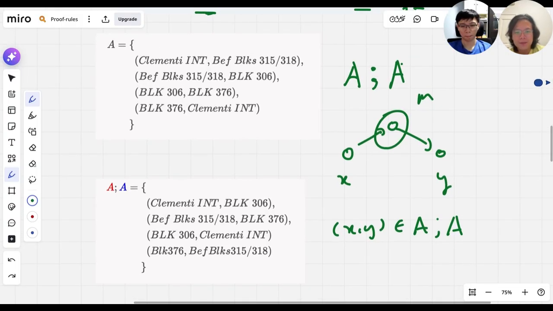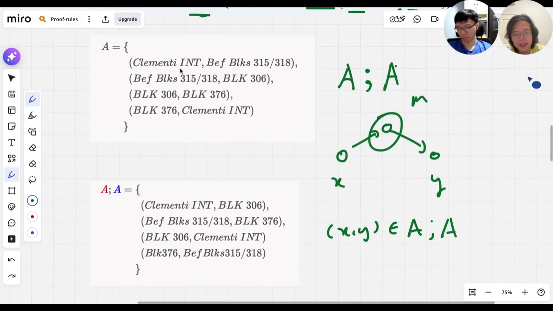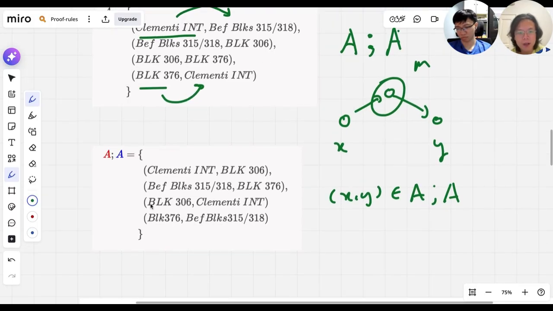Right. So for a very similar reason, let's say for example block 376. Let's see what it's related to. Let's think about this. Also, why is this in lowercase? Anyway, block 376 is related to, from the first relation, Clementi interchange. We also know that Clementi interchange goes to blocks 315 and 318. For that reason, block 376 goes to blocks 315 and 318 in A compose A.